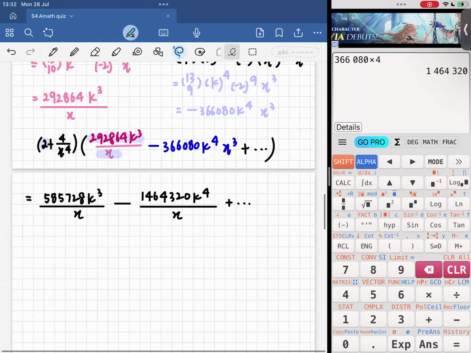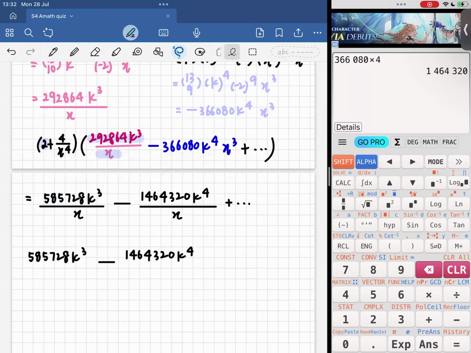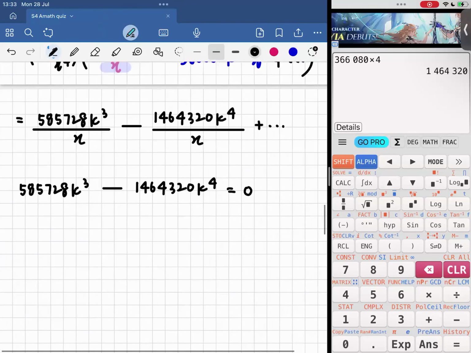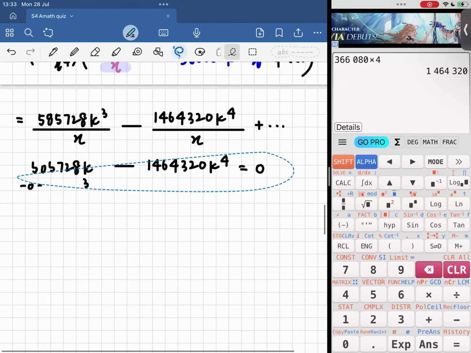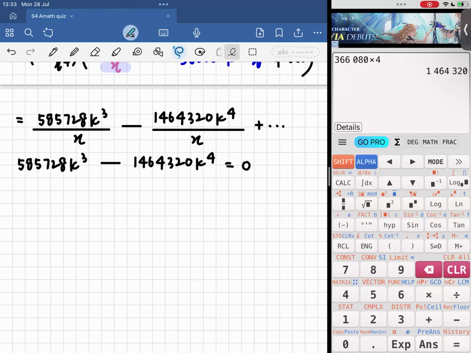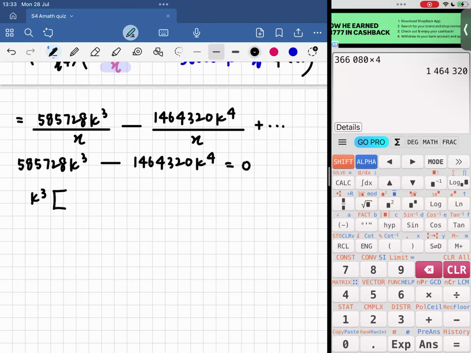So if they say coefficient only, I just take the numbers. So this coefficient is equal to 0. Okay, a lot of you will just divide by k to the power 3, but remember, k equals 0 is a possible answer; you just need to reject it later. So what I'm going to do is factorize out k to the power 3.